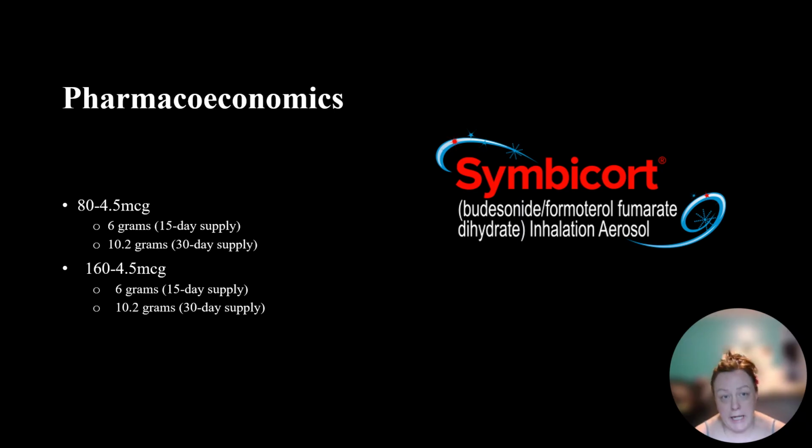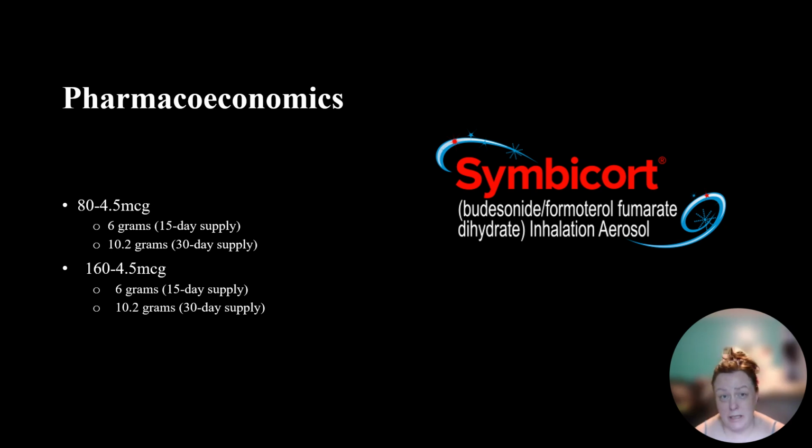So to start with the 80 micrograms, it says that it's $24.07 per gram. So a 15-day supply is going to be $144 and some change, whereas a 10-gram supply is going to be $245. Keep in mind the 6 grams only covers 15 days and the 10 grams is 30 days. And then we jump over to the 160 dose. Again, that is 31.84. So the 6 grams, remember, 15 days, it's going to be $191. And then the 10 grams, which is 30 days, is going to run about $324.